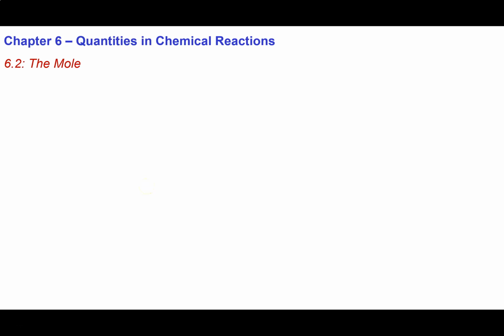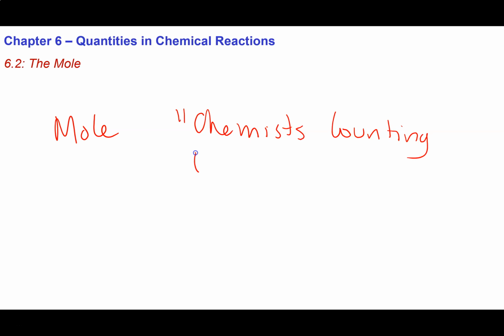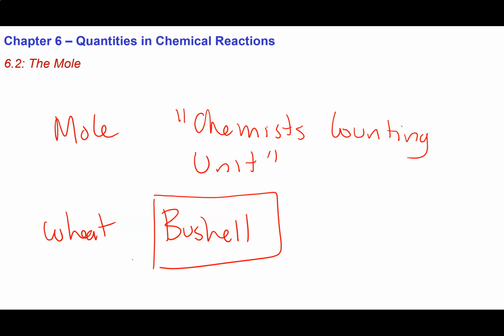So now we're going to introduce the concept of the mole. The mole is often described as the chemist's counting unit. Like many disciplines, there is a specific counting unit. For example, wheat is sold by the bushel, and the reason is, who wants to buy individual grains of wheat, right? It's too small. So bags of wheat, called bushels, is a much more convenient counting unit.